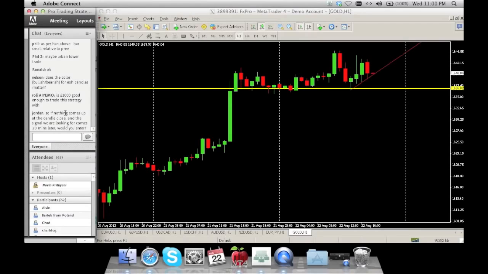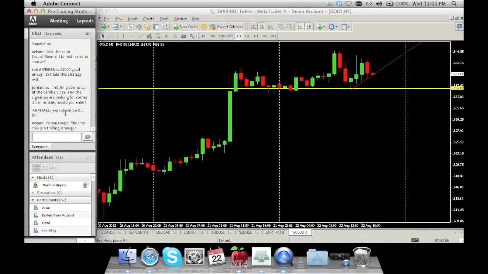Okay, does the color for exhaustion candles matter? No, it does not. Is 1,000 pounds good enough to trade this strategy with? It depends. If you're trading micros, yes, it's not a problem at all. Jordan, so if nothing comes up at the candle close and the signals we were looking for come out 20 minutes later, would you enter? No. Always wait for a candle close.